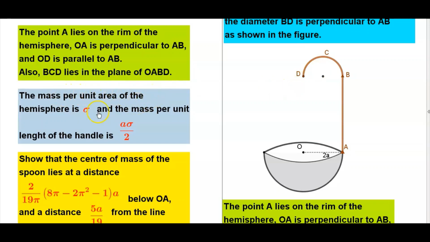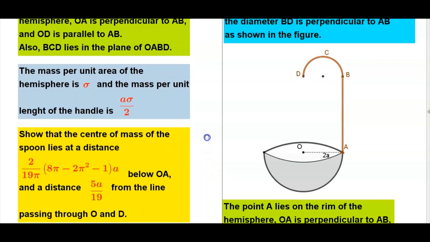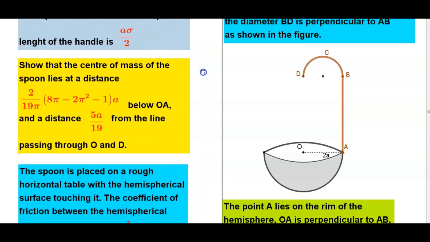The mass per unit area of the hemisphere is sigma and the mass per unit length of the handle is a sigma by 2. Show that the center of mass of the spoon lies at a distance 2 over 19 pi into (8 pi minus 2 pi squared minus 1) into a below OA, and a distance 5a over 19 from the line passing through O and D.